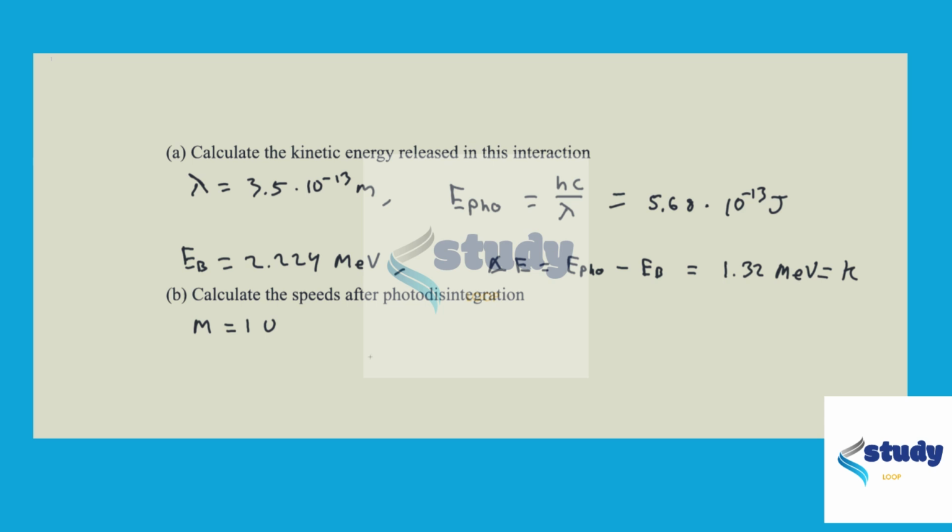Now, to calculate the speeds after photodisintegration, we can use the fact that the kinetic energy is equal to 1/2 m v squared. Now we simply solve for v, which is the square root of twice the kinetic energy over the mass, which we take to be 1 atomic mass unit for each of the two particles. And plugging in numbers, we get a value of 1.13 times 10 to the 7 meters per second. And those are our final answers.